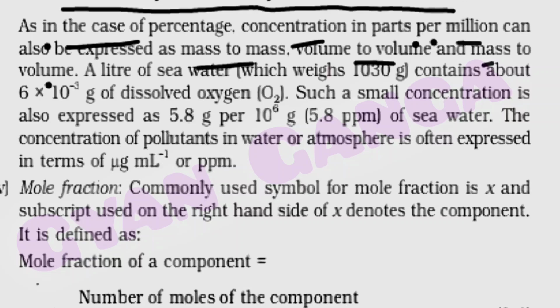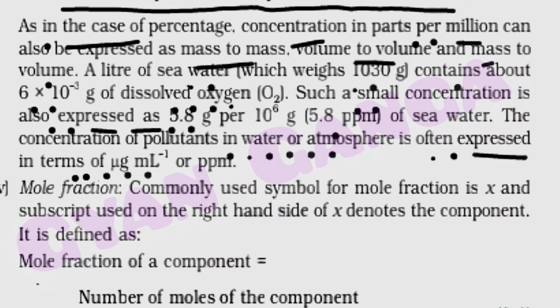A liter of seawater, which weighs 1030 grams, contains about 6 into 10 to the power minus 3 grams of dissolved oxygen. Such a small concentration is also expressed as 5.8 per 10 to the power 6 gram, that is 5.8 ppm of seawater. The concentration of pollutant in water or atmosphere is often expressed in terms of microgram per milliliter or ppm.